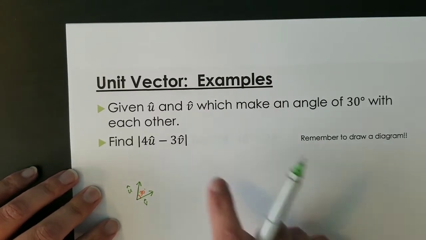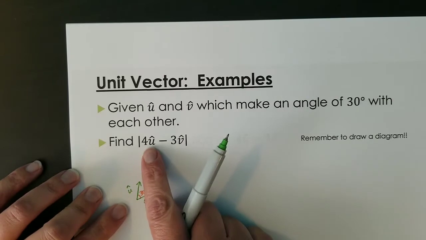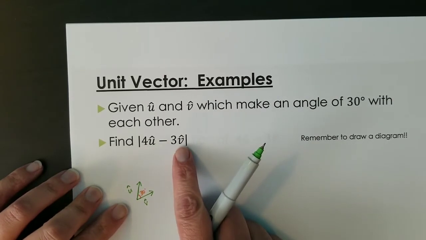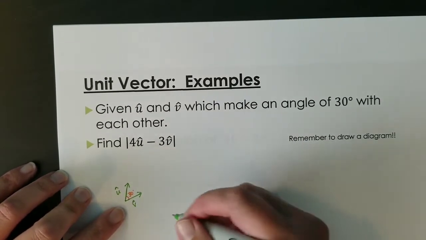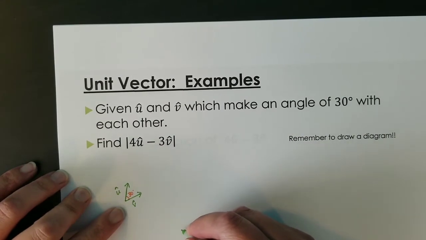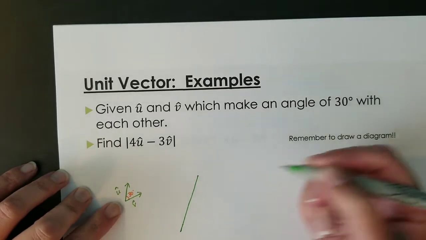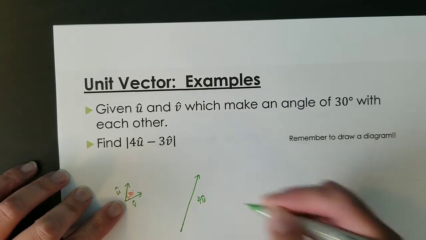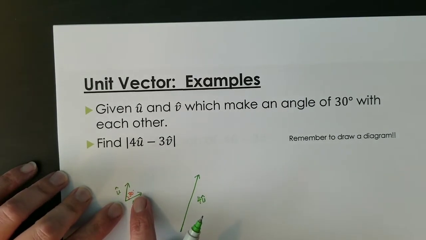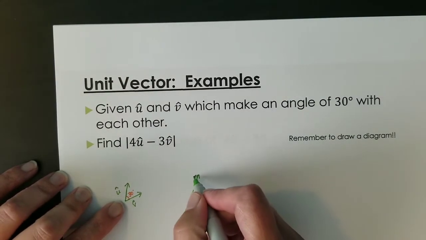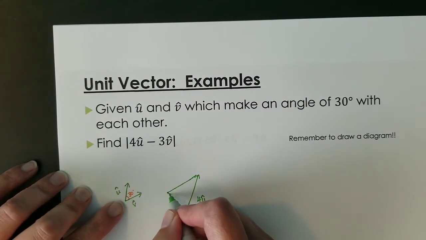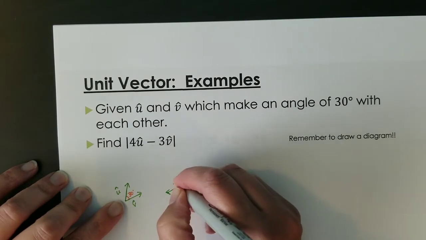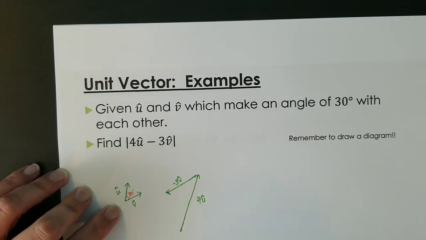So now we want to do a diagram that shows 4 times u hat minus 3 times v hat. So if I was going to do 4 times vector u, that would be bigger. I'm going to try and draw that about 4 times as long. Sure. So that's 4u hat. And then negative 3v hat. That's going to go back in the opposite direction as v. Like that.